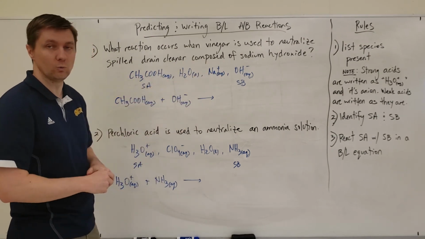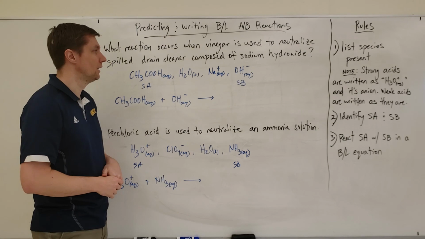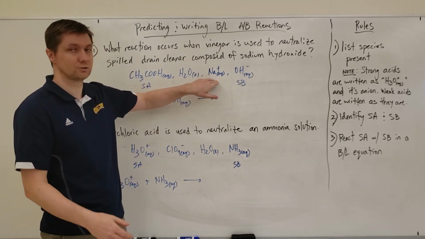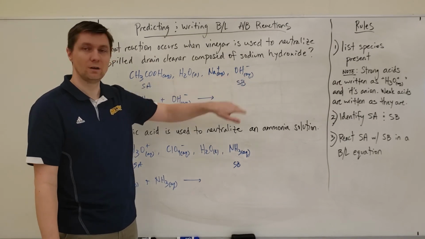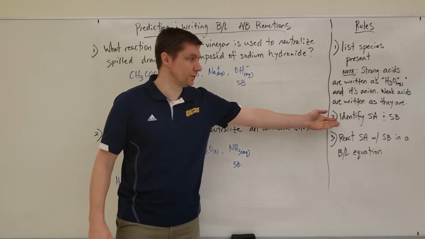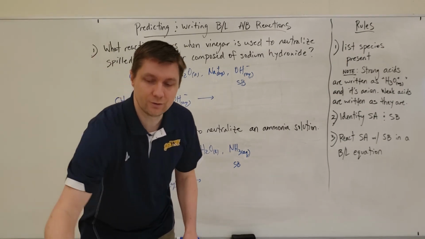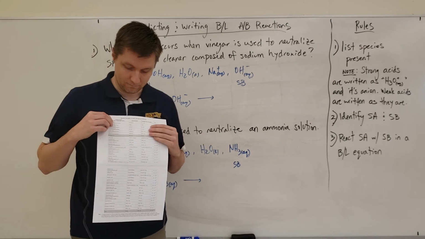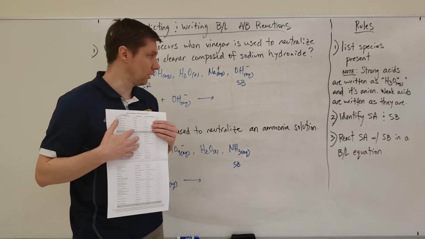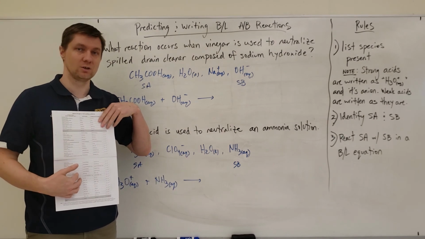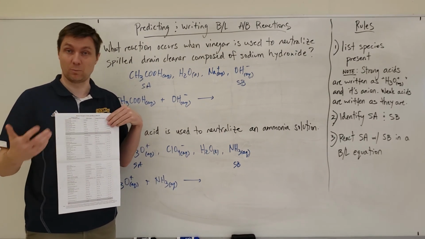I'm obviously going to include water in that because these are solutions. And then sodium hydroxide is an ionic compound that's soluble in water, so I just write it as its ions, Na plus and OH minus. The next rule here is you just, in your data booklet, in the acid-base chart, look for which one of your species listed here is considered to be the strongest acid that's present.